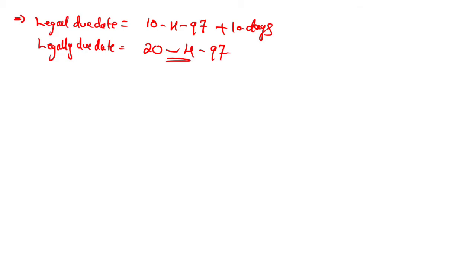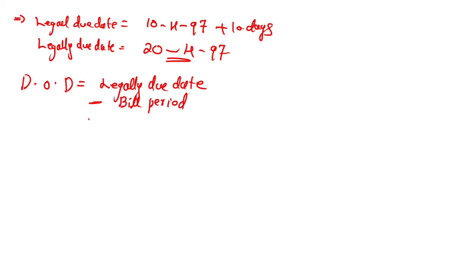Then how to calculate date of drawing? Date of drawing equal to, first legally due date, then minus, right, legally due date minus bill period minus grace period.